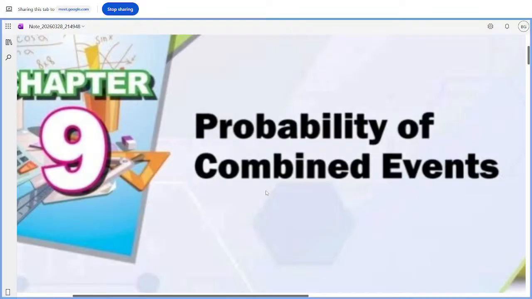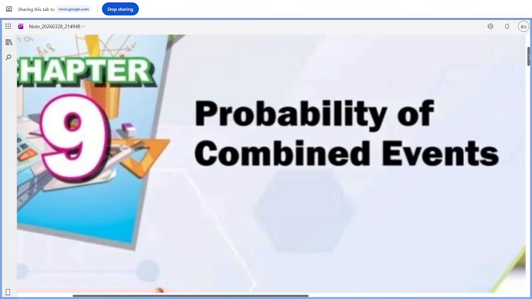But now we are going to look at combined events. Combined events means 2 or more. They won't just ask you on one event because that is very simple. You guys already studied before. So Form 4 is level up. We talk about combined events, meaning 2 or more events. Basically this is what the chapter is going to teach you.